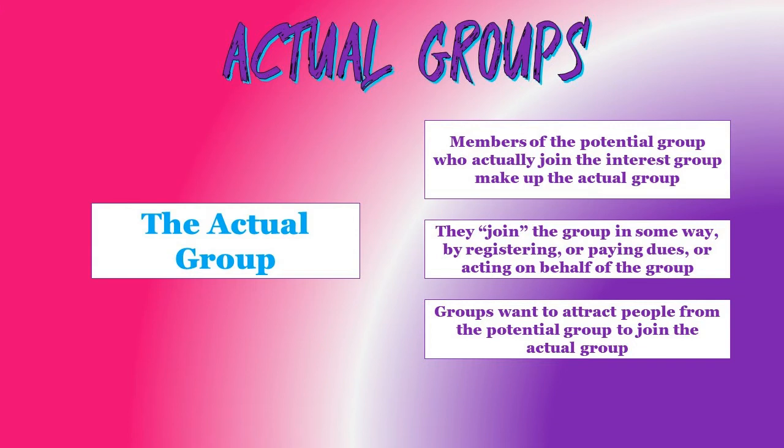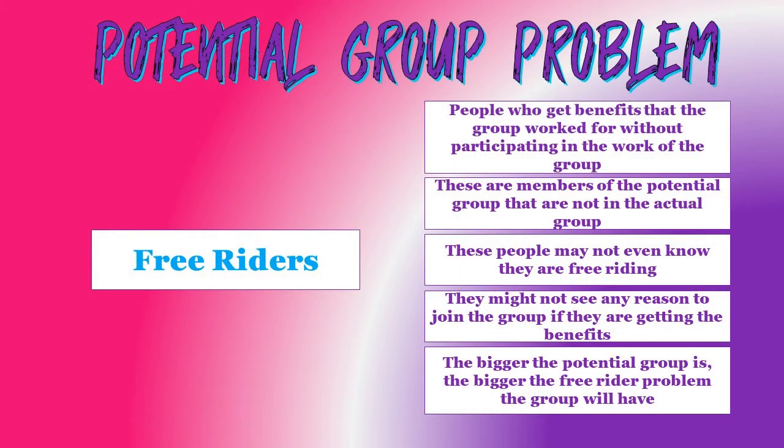The goal of an interest group is to get as many people from the potential group as possible to join the actual group. Obviously, the work that your group is doing is going to benefit tons and tons of people. You want to make sure as many of those people know about the interest group and join the interest group by helping out in some way. When they don't, we end up with people that we call free riders. Free riders get the benefits of the interest group without participating in the work of the group.